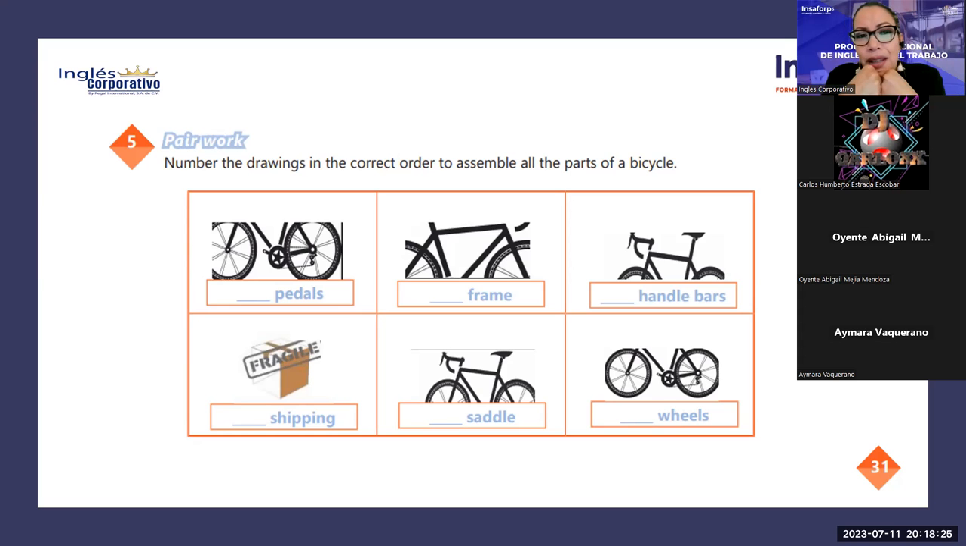And then, what do you think? I'll give you a few minutes for you to think about it. How would you assemble a bicycle? You can do it by guessing. It's not about having the right answer here. But if you want to have the right answer, you can investigate a little bit using your browser.